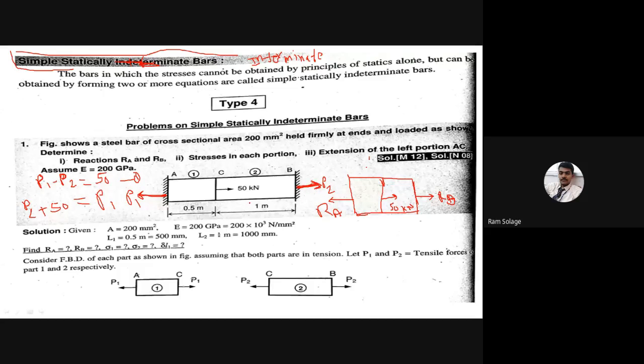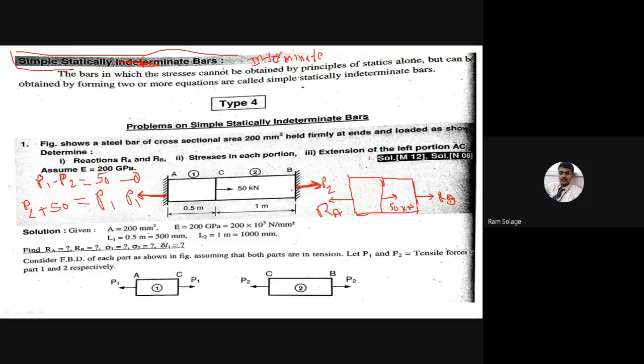The two ends, that is end A and end B, have fixed support. They are showing the fixed support. Or up to this, hello, or. Yes, sir. Over. Okay.